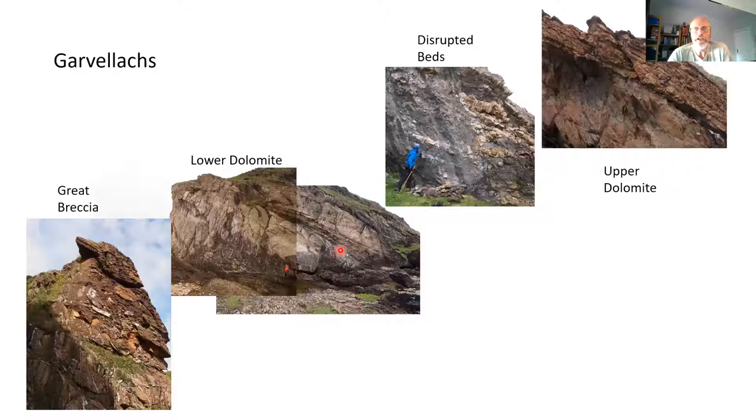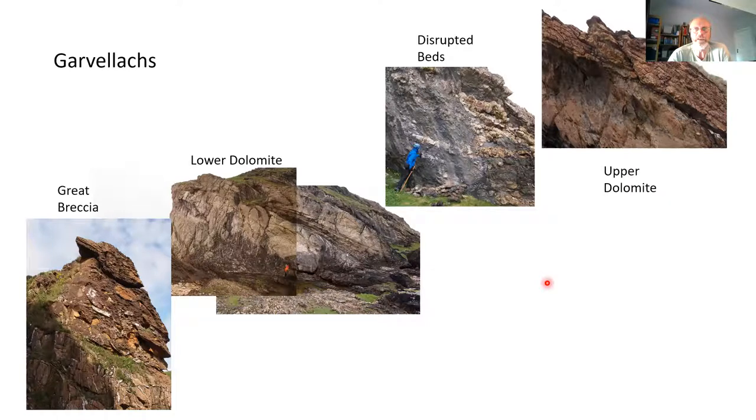Compare it with the Garvellachs, just very quickly. I know Tony will probably have an apoplexy here, but some of the great breccia on the Garvellachs looks pretty similar to my unit 1. Some of these dolomites can look quite similar to what we see in here. Disrupted beds, this is why they call them the disrupted beds. They are quite disrupted. There are a lot more of these blue-gray siltstones with concretionary dolomite horizons in them, and it's much thicker. And that's overlain by the upper dolomite, which looks a bit like the dolomite we were looking at the top of our section here. So there are some lithological similarities, but obviously a lot of differences as well.